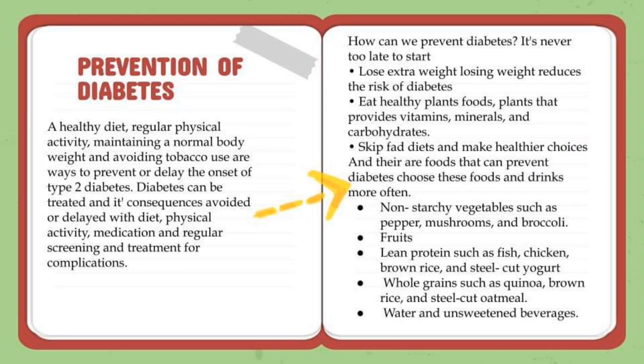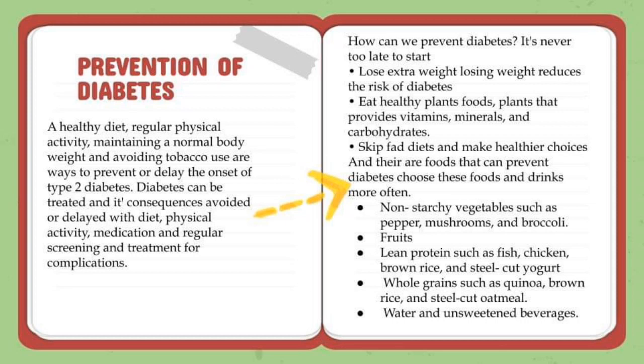Prevention of diabetes. A healthy diet, regular physical activity, maintaining a normal body weight, and avoiding tobacco use are ways to prevent or delay the onset of type 2 diabetes. Diabetes can be treated and its consequences avoided or delayed with diet, physical activity, medications, and regular screening and treatment for complications. How can we prevent diabetes? It's never too late to start.